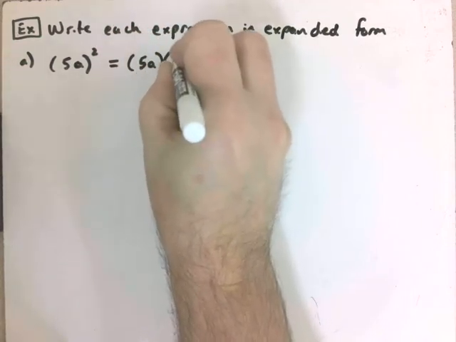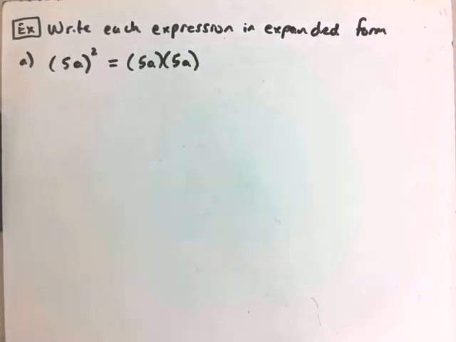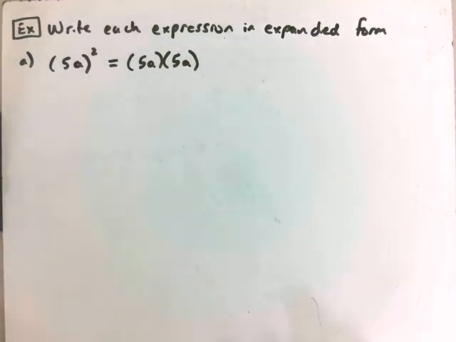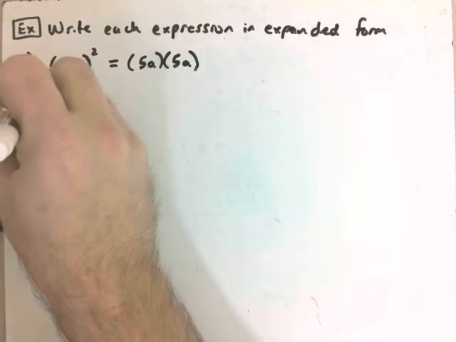So if you're going to write that without exponents, that would be a 5a times another 5a. We don't need to evaluate this any further. They just want us to write that in expanded form. So basically write it without exponents, and then you're done with the problem.